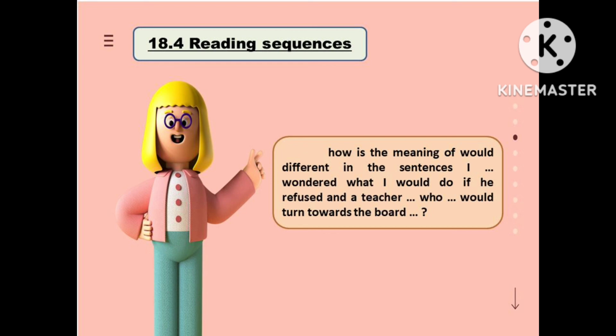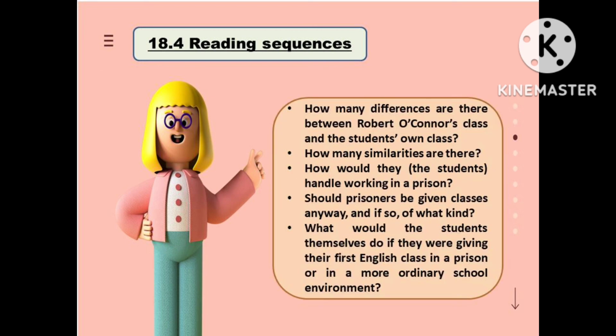So the discussion possibilities for this text are endless. How many differences are there between Robert Connor's class and the students' own class? How many similarities are there? How would the students handle working in a prison? Should prisoners be given classes anyway? And if so, what kind? What would the students themselves do if they were given their first English class in a prison or in a more ordinary school environment?